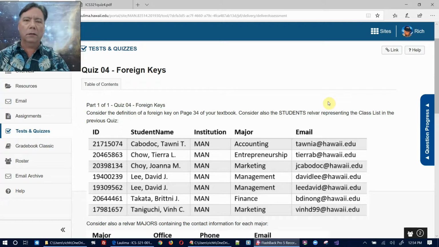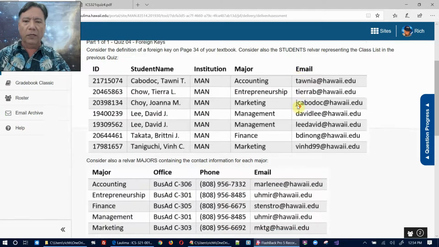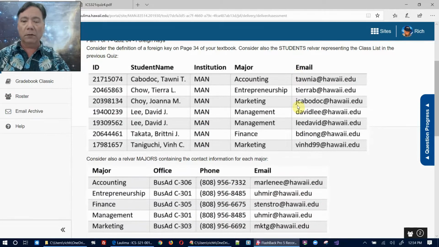Somebody asked a question on Quiz 4, on the last question of Quiz 4, so I'd like to perhaps clarify it a little bit. On the screen here, I have the question. It's on foreign keys, and so we have these two tables here, and we're supposed to consider the relationships between the tables and the fields of the tables.